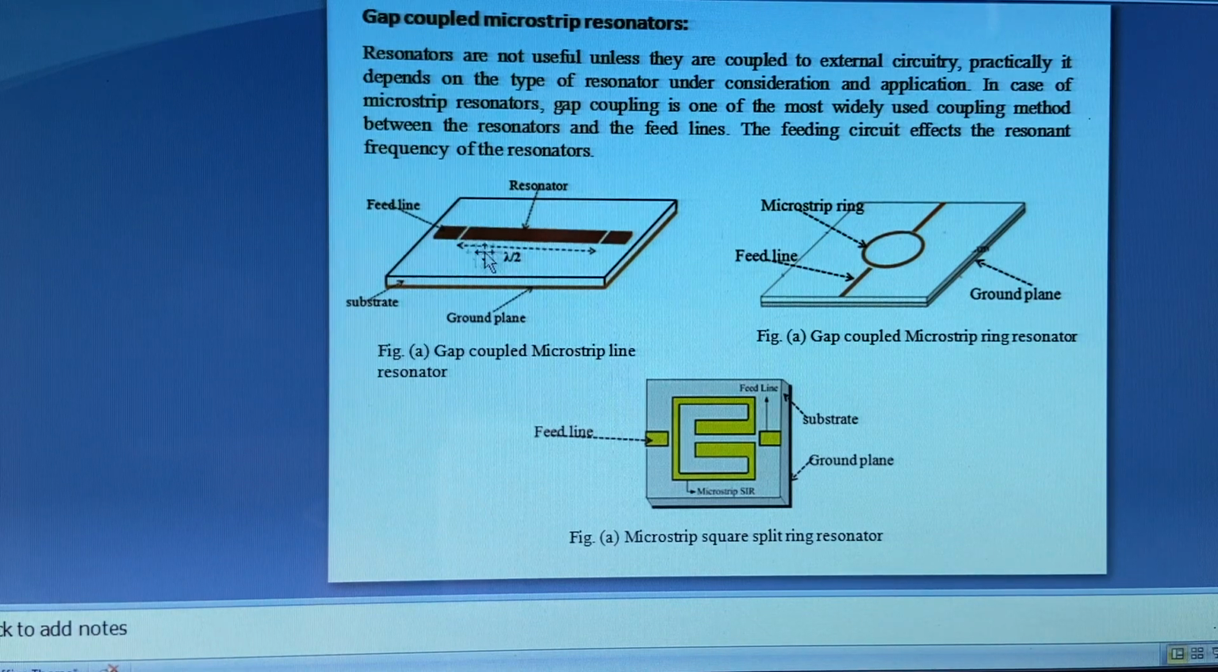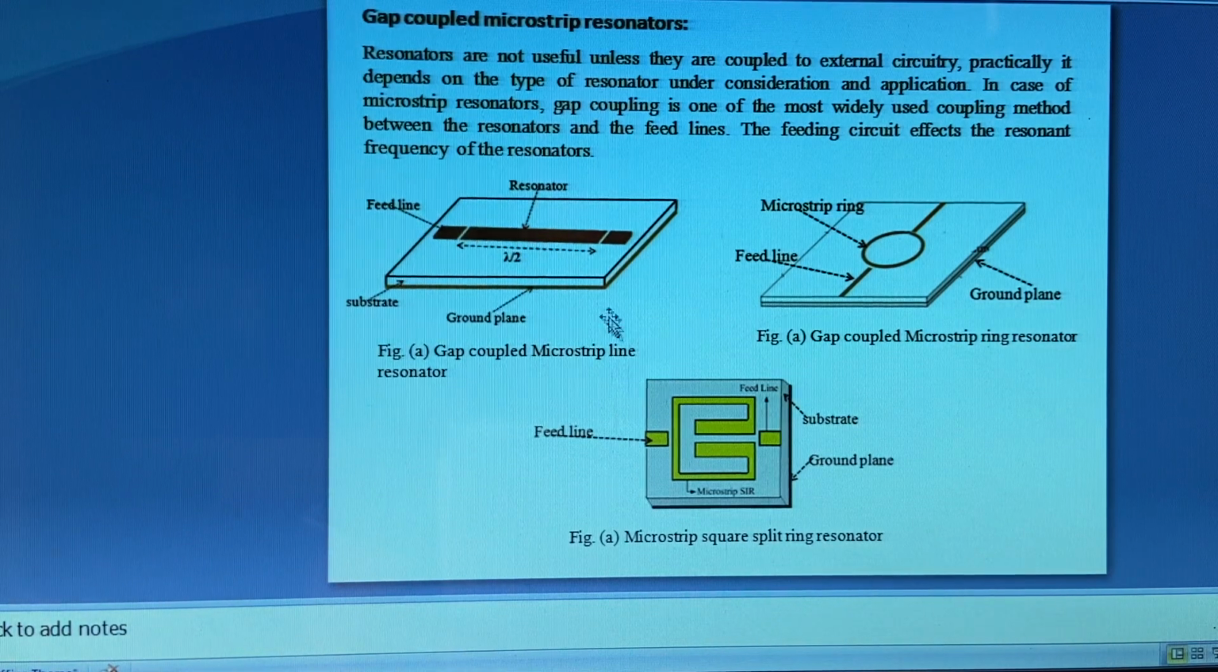So that behaves like a capacitor. In between the two conductors, the gap has a dielectric material in the microstrip line. This is a substrate that is there, so it behaves like a coupling capacitor. That is called a coupling capacitor. Through this gap, energy is coupled to the resonator through the coupling capacitor.